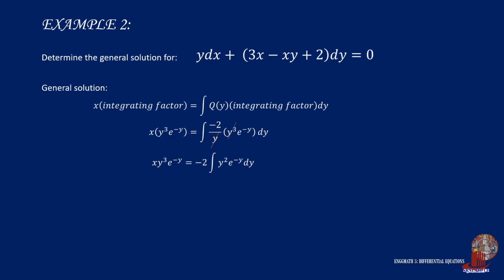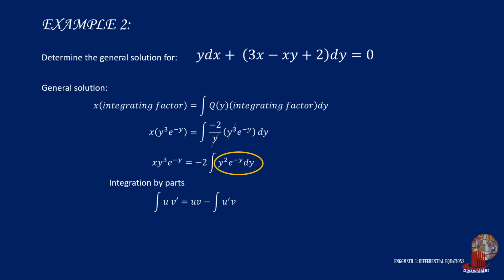negative 2 times the integral of y squared times e raised to negative y dy, which will be integrated using integration by parts. Going back to integral calculus, if we have an expression, the integral of u multiplied by v prime, integrating it by parts will follow a format of uv less the integral of u prime v.